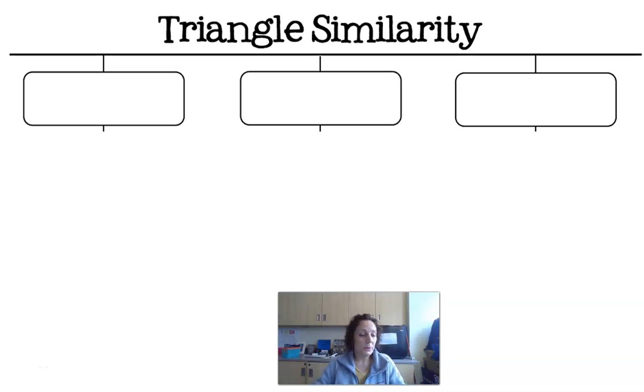So far when we talked about similarity, we've talked a lot about side ratios, we talked about how the angles have to be the same, but we've been talking about similarity kind of in general, and we said that this is true for any shape, right? All your side ratios should be the same, all your angles should be the same.